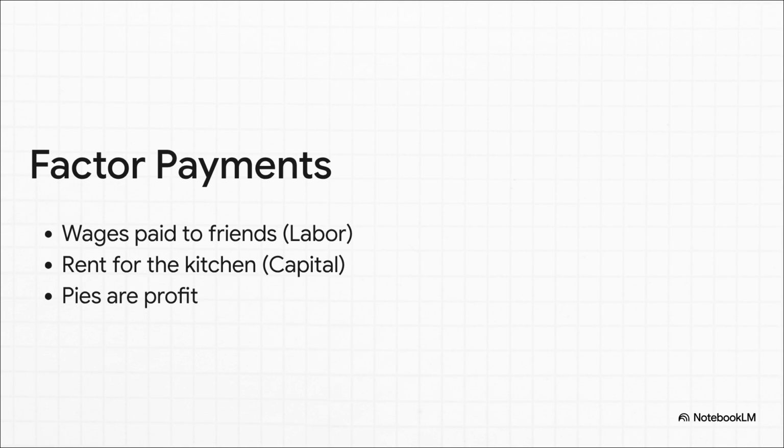We can intuitively see how this total GDP pie is sliced into what we call factor payments. You've got wages for your friends, rent for the kitchen, and whatever is left is your entrepreneurial profit. When you produce something, the value of that output doesn't just vanish into thin air, right? It gets paid back out to the factors of production. In the real world, about 3/4 of these factor payments go to labor in the form of wages, and the rest mostly goes to capital.